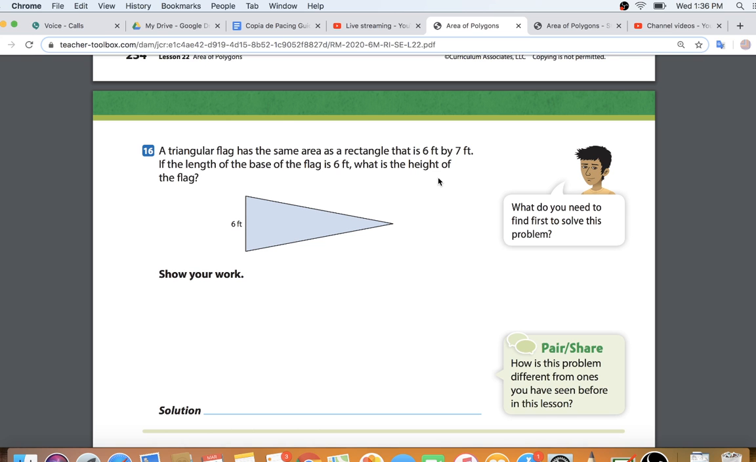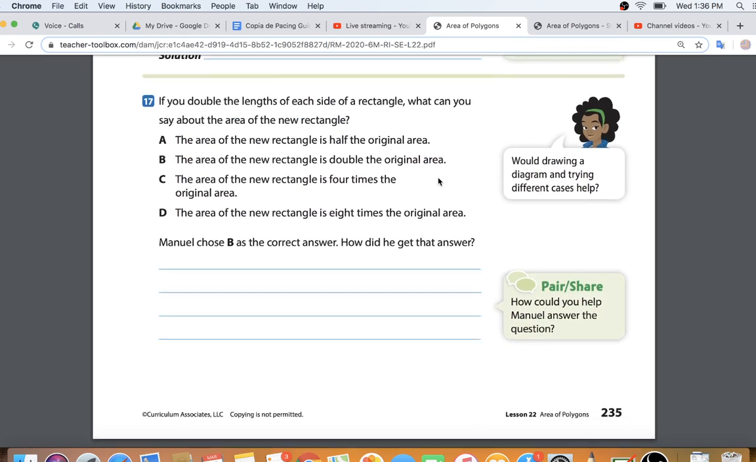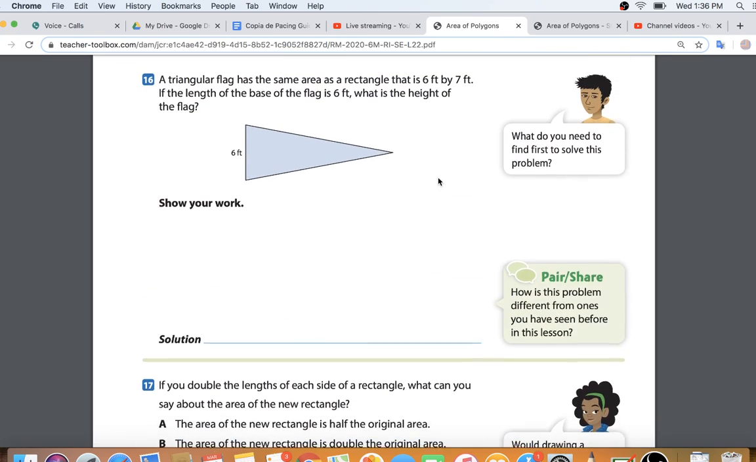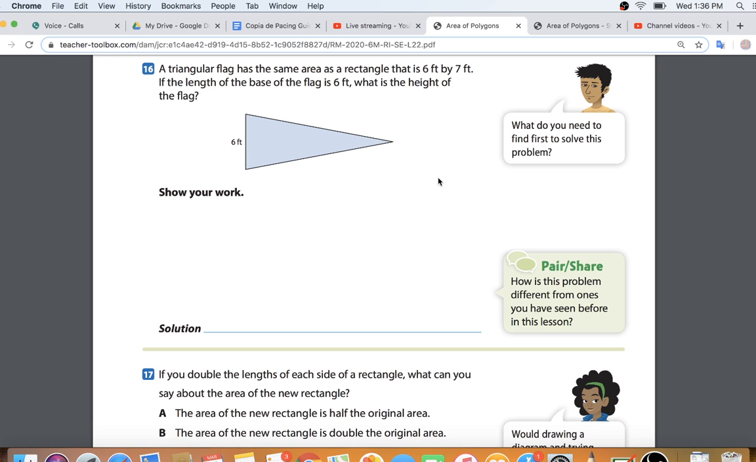Okay, this one is for page 235. We're going to do number 16 and number 17. Again, we're going to do it in English first and then in Spanish.